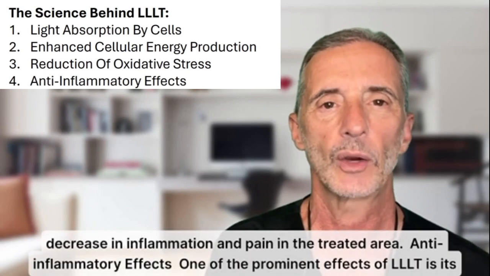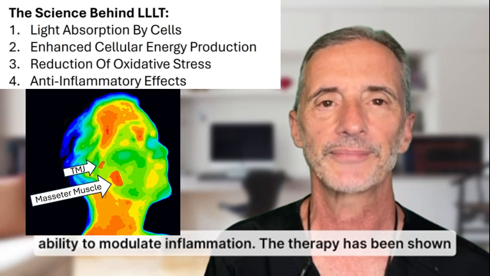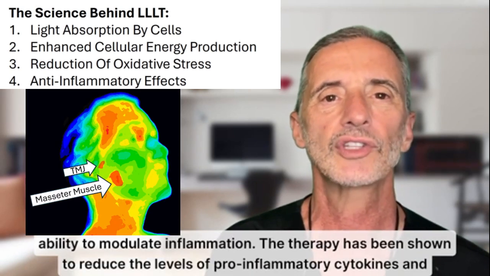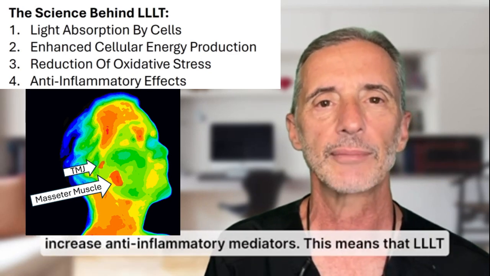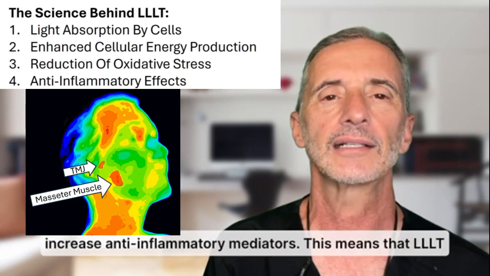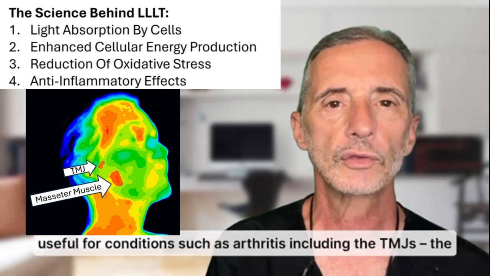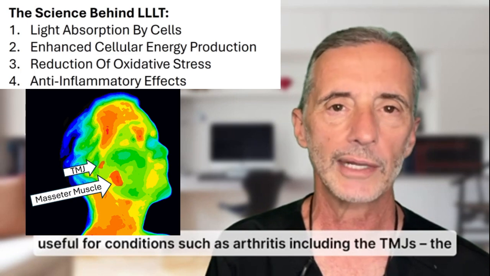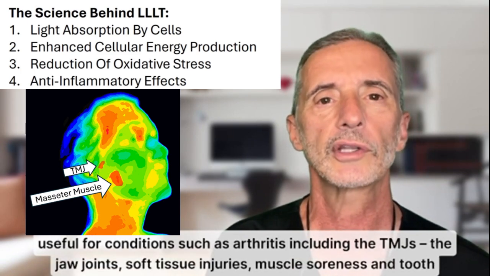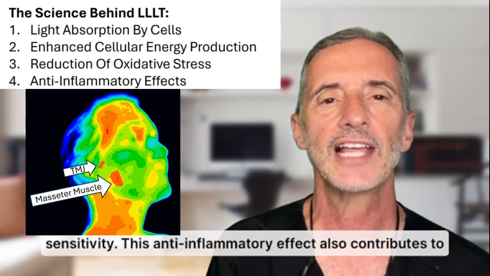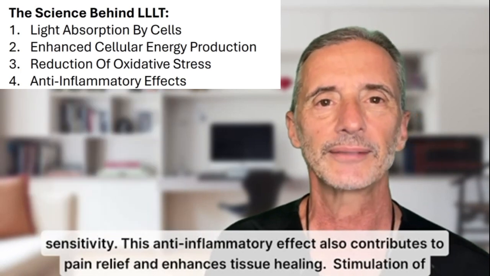Anti-inflammatory effects. One of the prominent effects of LLLT is its ability to modulate inflammation. The therapy has been shown to reduce the levels of pro-inflammatory cytokines and increase anti-inflammatory mediators. This means that LLLT can help mitigate inflammation in tissues, which is particularly useful for conditions such as arthritis, including the TMJs, the jaw joints, soft tissue injuries, muscle soreness, and tooth sensitivity. This anti-inflammatory effect also contributes to pain relief and enhances tissue healing.